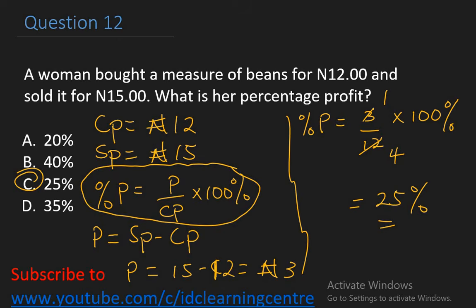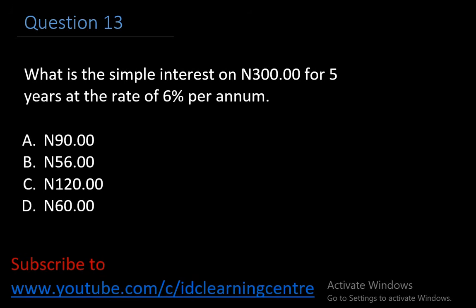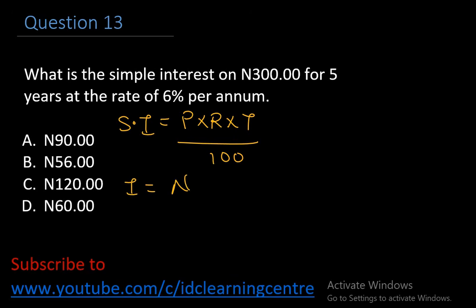Alright, let's look at question 13. What is the simple interest on 300 naira for 5 years at the rate of 6%? Now, simple interest, the formula is principal times rate times time over 100. Interest will give us the principal is 300 naira, the rate is 6%, and the time is 5 years.